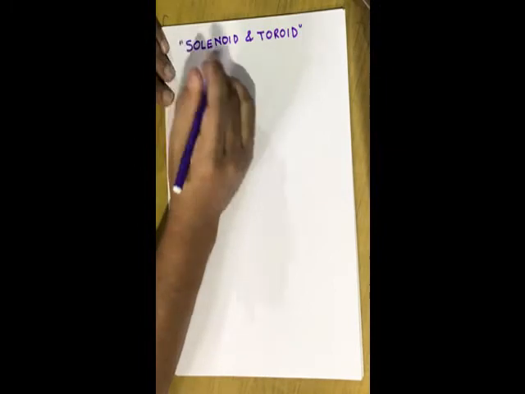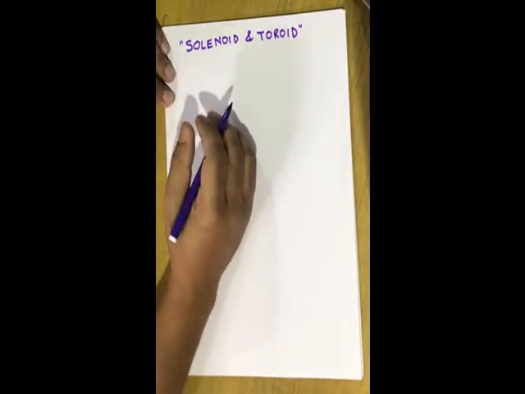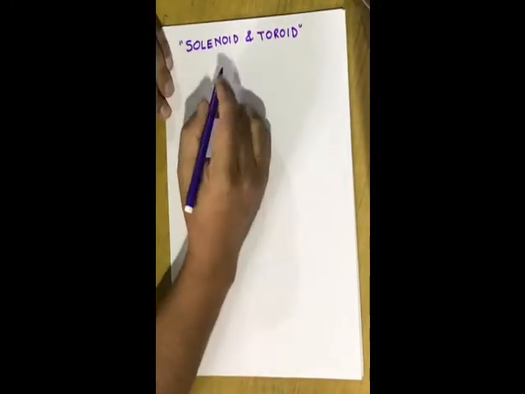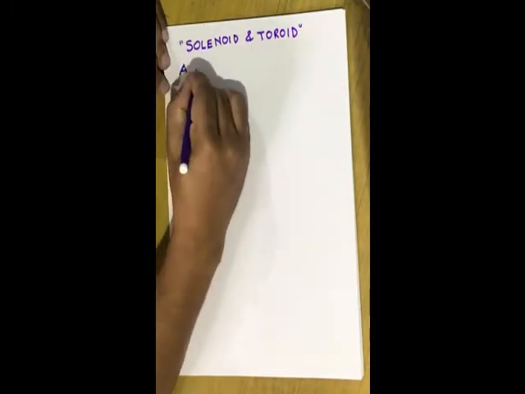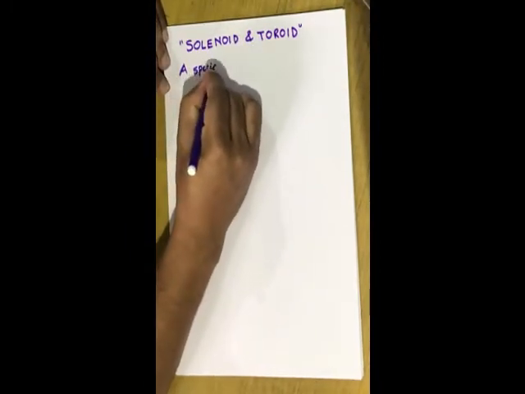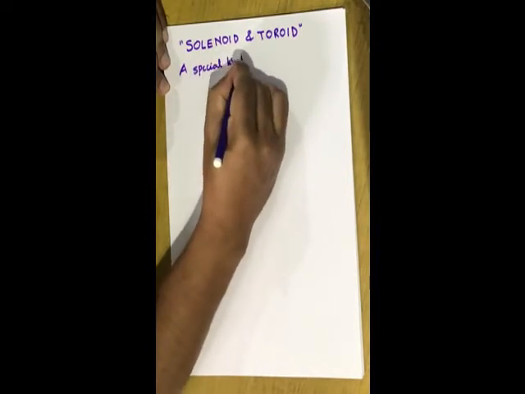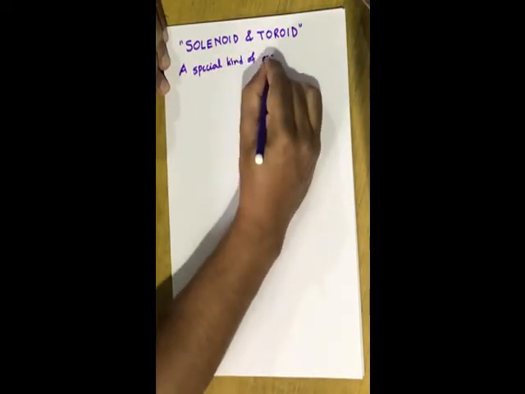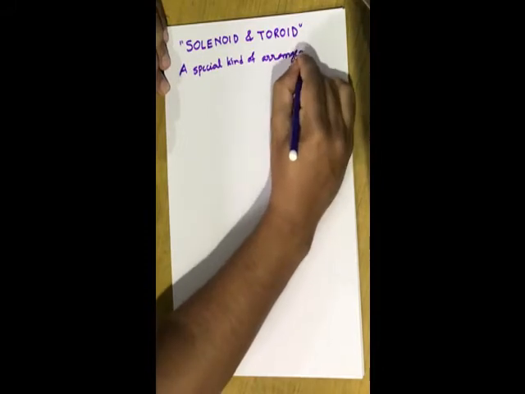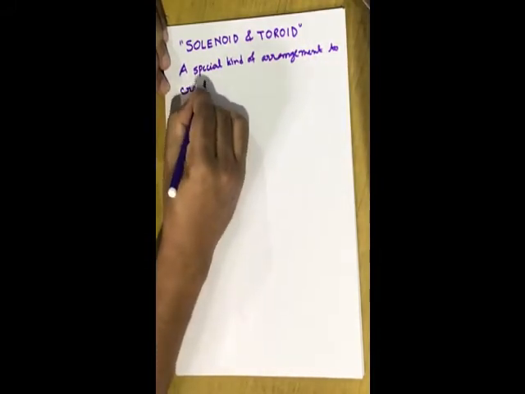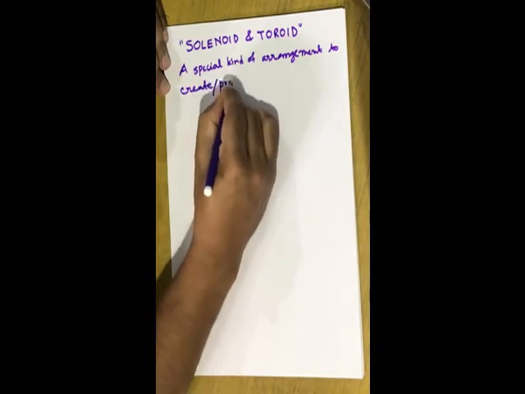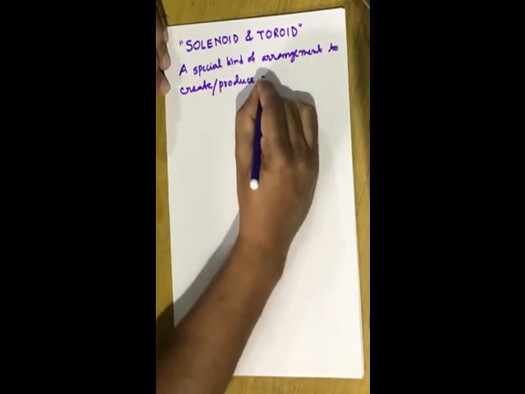First let us discuss what is solenoid and toroid. Okay. What is solenoid and toroid? It's a special kind of arrangement to create or produce a magnetic field.